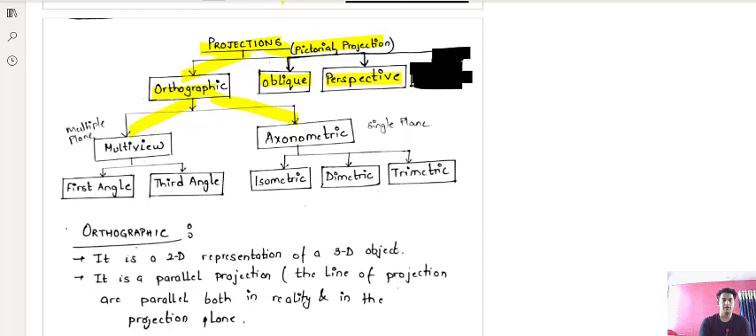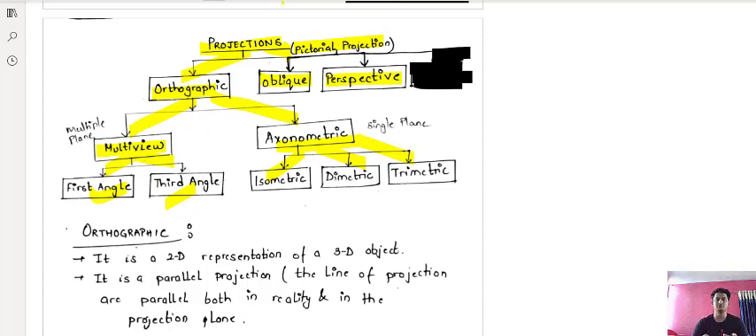Okay. And here orthographic projection is divided into multi-view and axonometric, and multi-view projection is subdivided into 2, that is first angle projection and third angle projection. That is a very important topic. Okay. And axonometric projection is further divided into isometric projection, dimetric projection, and trimetric projection. So I will be explaining all these projections to you.